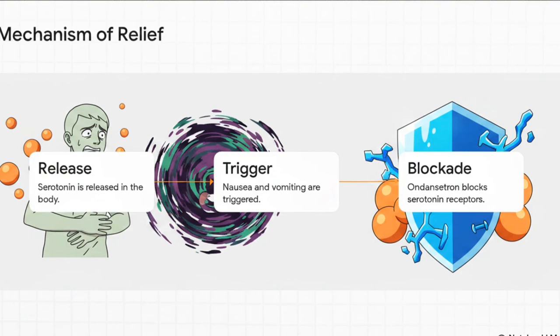The way it works is actually pretty fascinating. Picture this. When a patient goes through trauma or specific intense treatments, their body naturally releases serotonin, and it's that serotonin that hits the trigger for nausea and vomiting. Ondansetron comes in and aggressively blocks those exact serotonin receptors. It literally cuts the communication line, and boom, the nausea is halted.